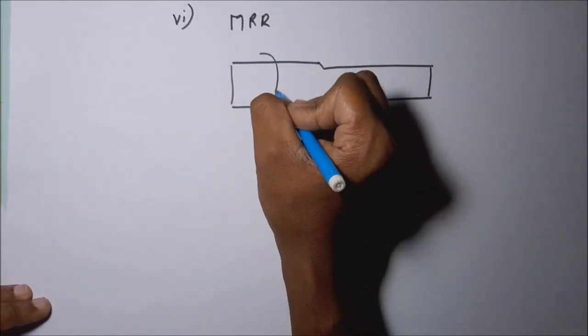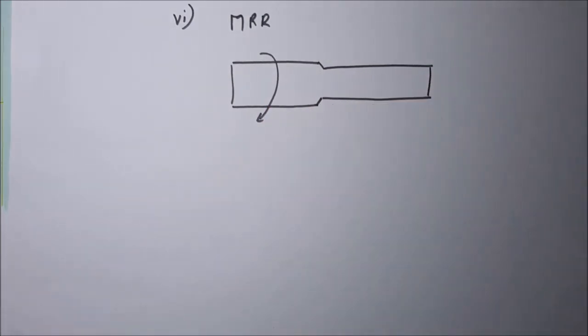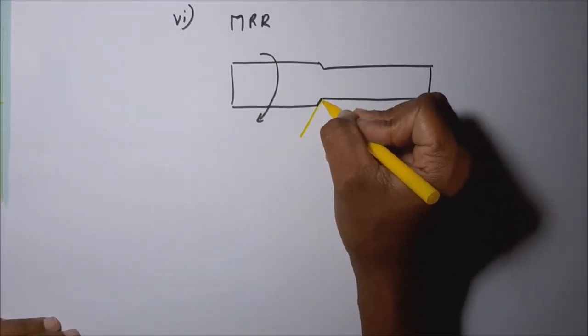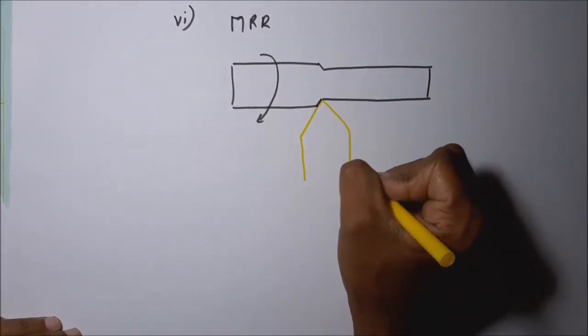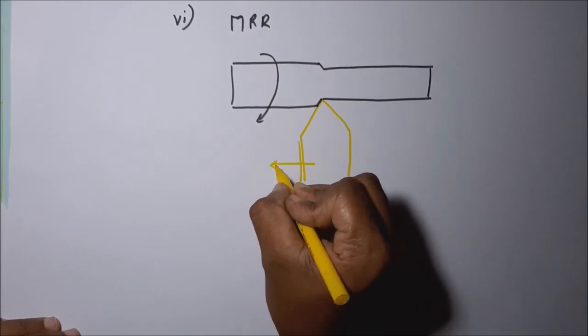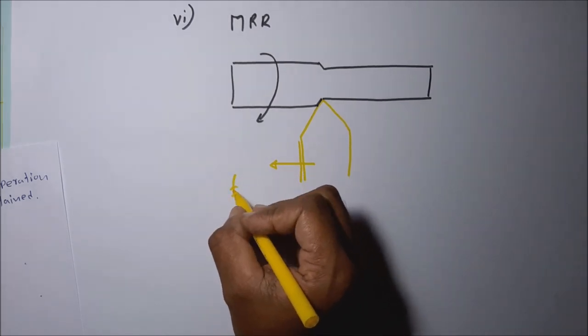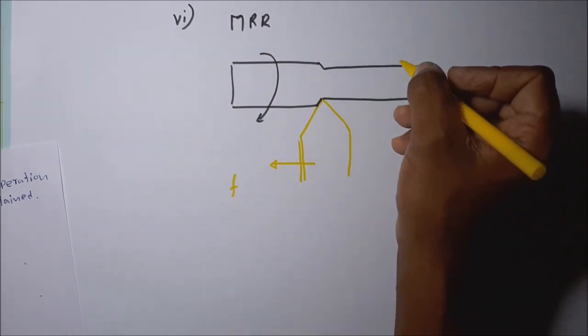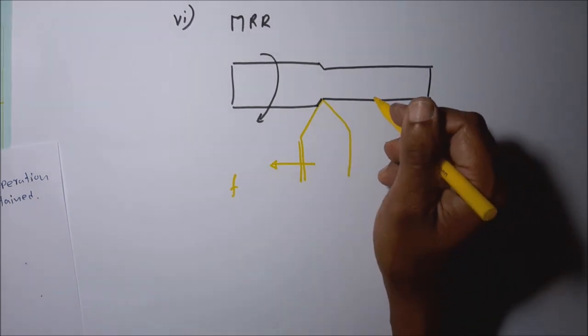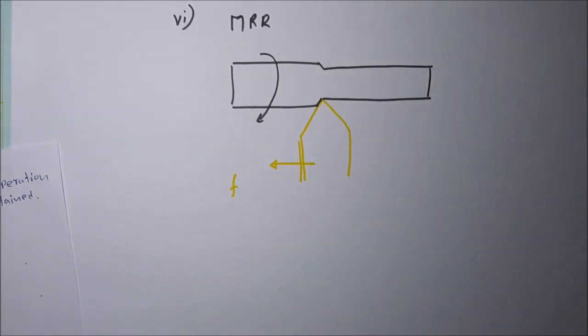Okay, this is the workpiece. It's rotating in this way. I will draw the cutting tool also. This is the cutting tool, moving in this direction. The feed rate. Then, the material removal rate. What is the material removal rate? Material removal rate means the volume of material removed per unit time.